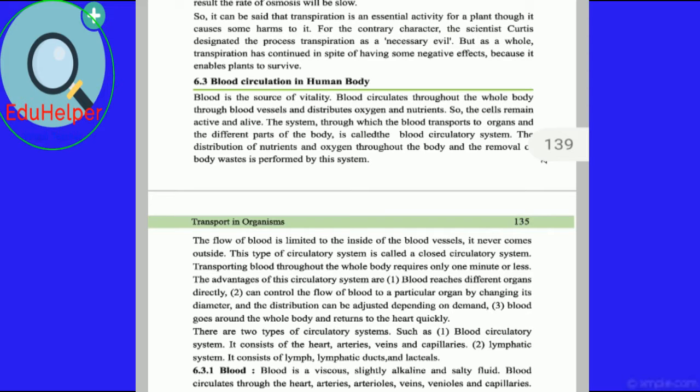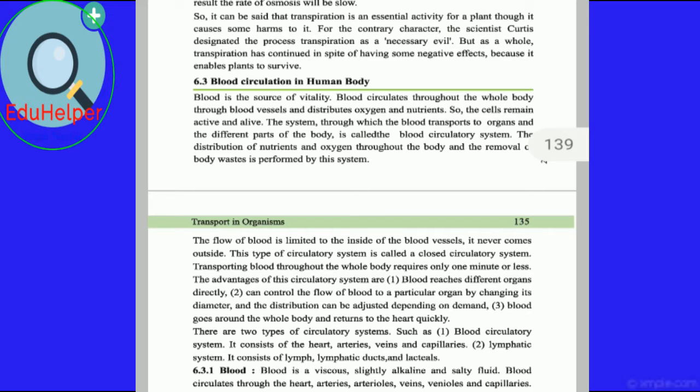Plasma, which constitutes 55% of blood fluid, is mostly water and contains protein, glucose, mineral ions, hormones, carbon dioxide, and blood cells themselves. Albumin is the main protein in plasma, and its function is to regulate the colloidal osmotic pressure of blood. So you will get more idea about blood in a higher class.